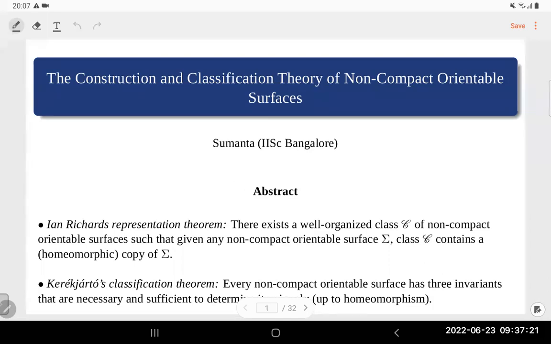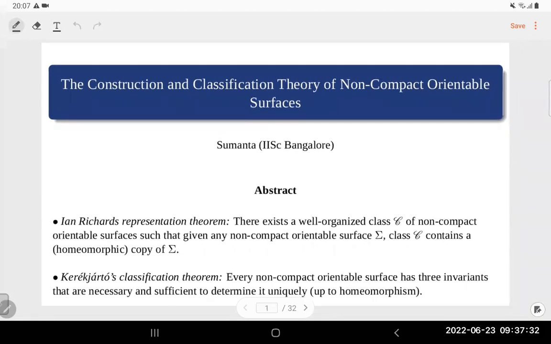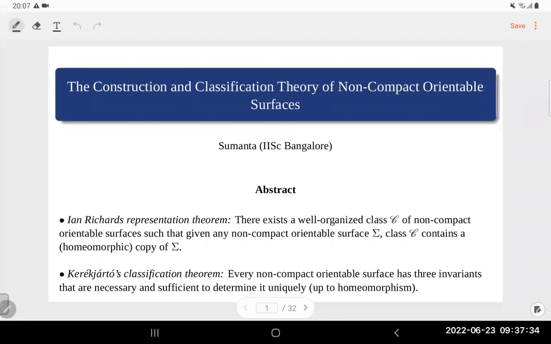It is the paper of Ian Richards. So I'll mostly consider these two statements. First, the Ian Richards representation theorem. It says that every surface has a suitable, nice, good form. If you are given any surface, then you can find a copy of it inside this well-organized class.